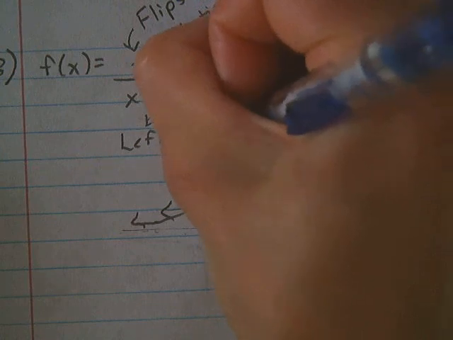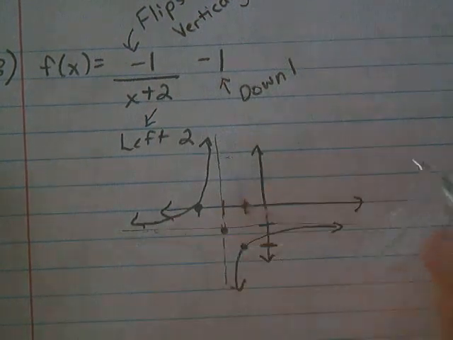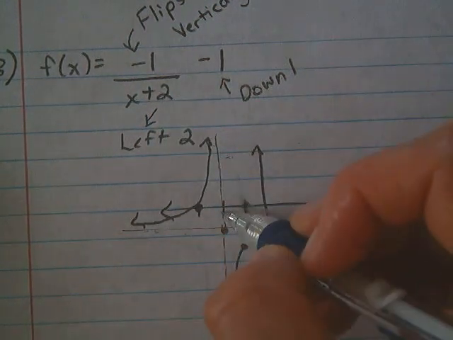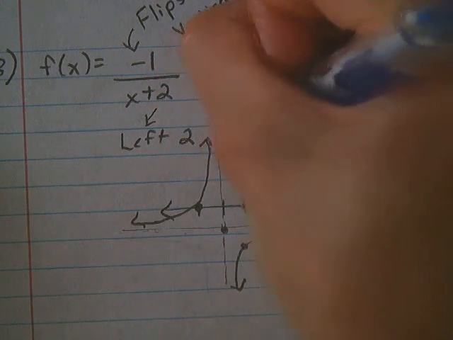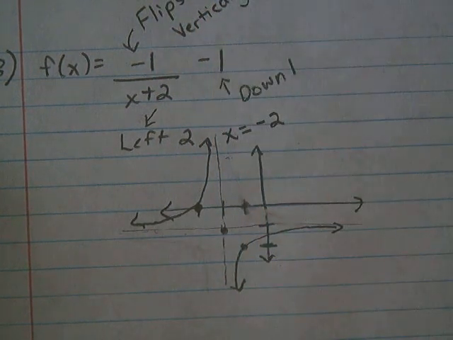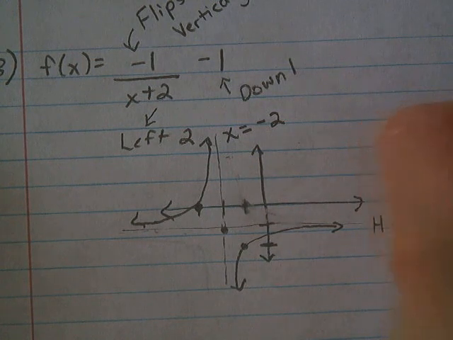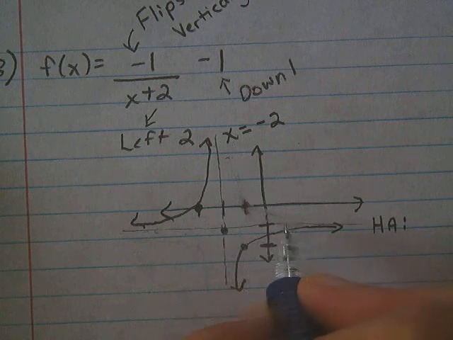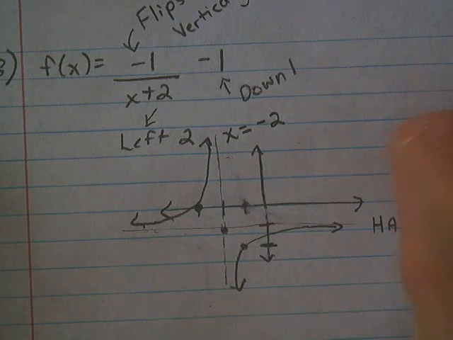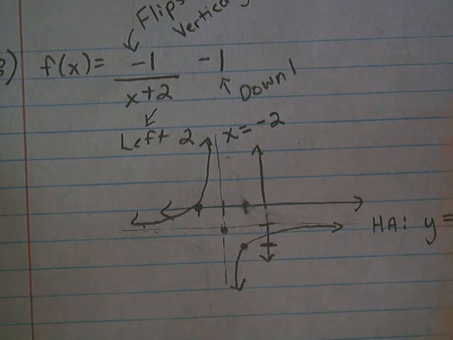And then we just have to tell the equations of these asymptotes. So the vertical one, it crosses the x-axis at -2. So the vertical one would be x equals -2. And then the horizontal asymptote would be it crosses the y-axis at -1. So it'd be y equals -1.